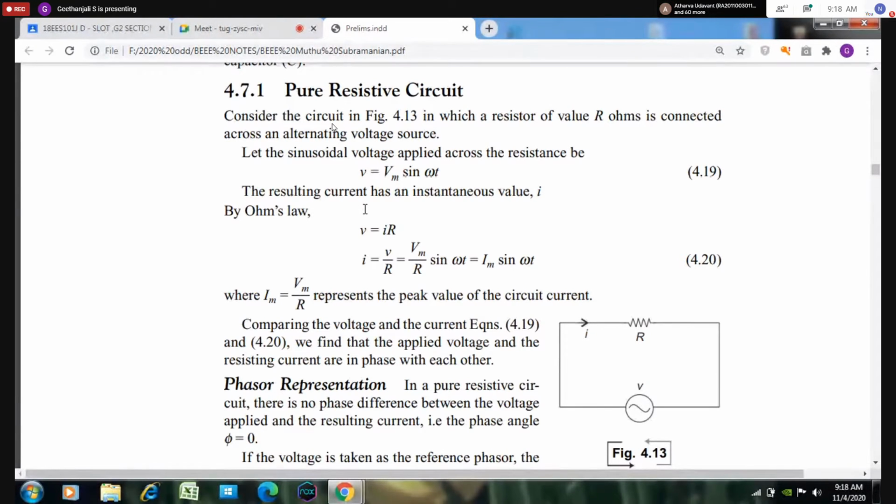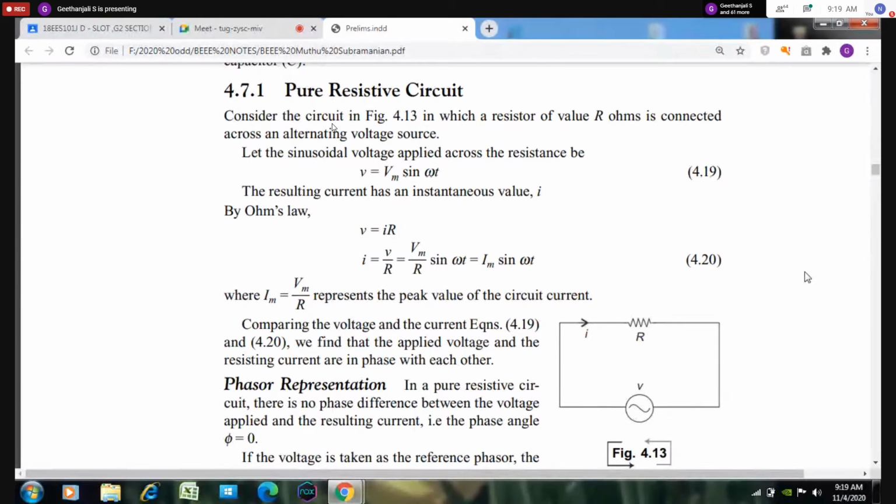So the resulting current has an instantaneous value I by Ohm's law. We know Ohm's law, V = IR. From Ohm's law, I = V by R. So we know the expression for the AC supply, and the expression I have written here is Vm divided by R. Vm by R is equal to Im, where Im is the maximum value of the current flowing through the resistor. So the expression for Im is Vm by R. Im represents the peak value of the circuit current. Vm means the peak value of the voltage, right?